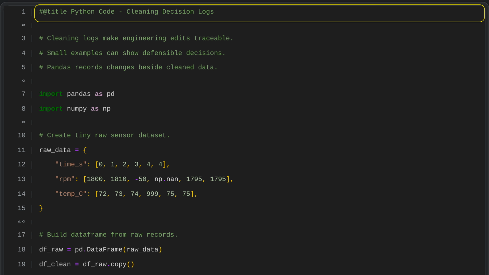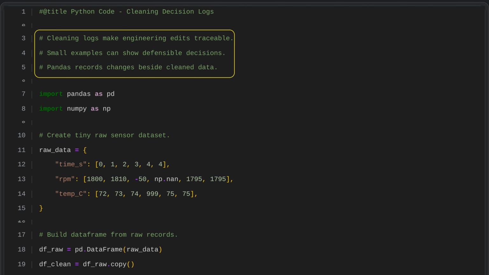Python code. Cleaning decision logs. Cleaning logs make data engineering edits traceable and easier to defend. Even small examples can show why changes were made, and Pandas can record those changes alongside the clean data.